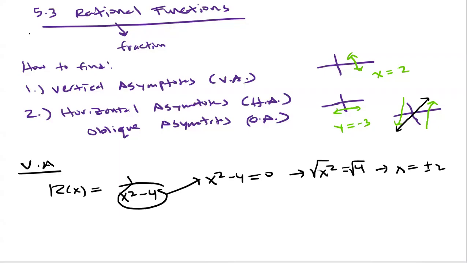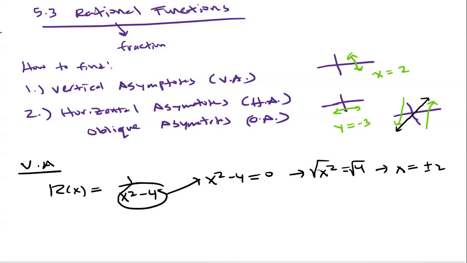Okay. All right. So that will be the vertical asymptotes because that's where it's having issues. It's at +2 and -2. It's making the denominator go crazy or 0. Okay.